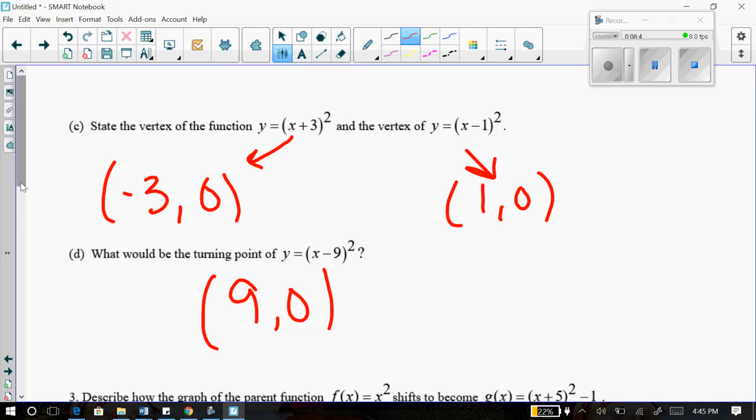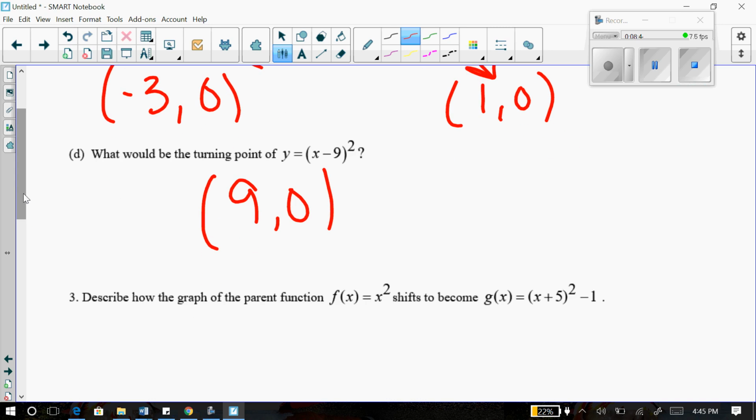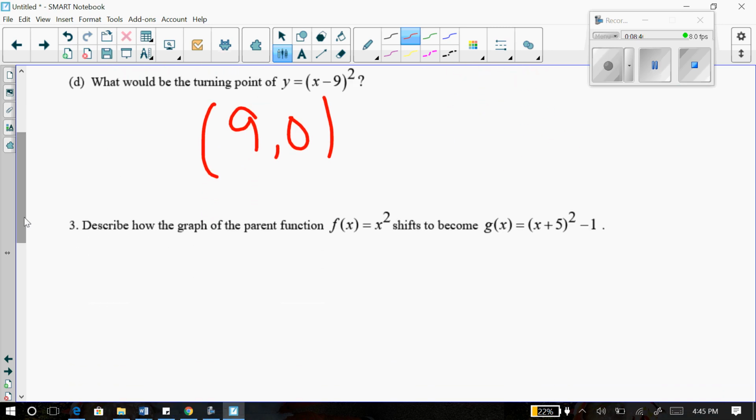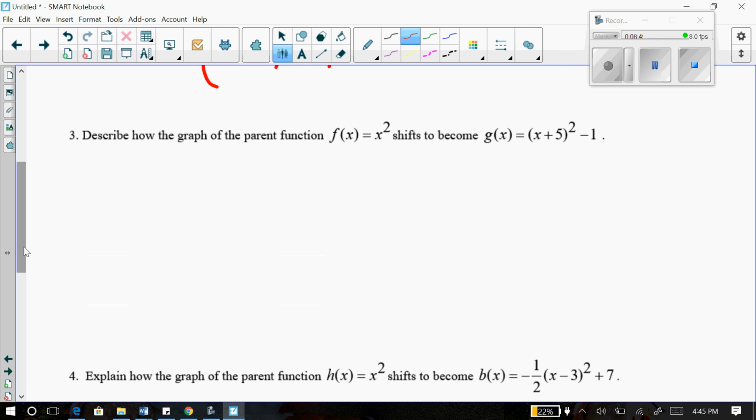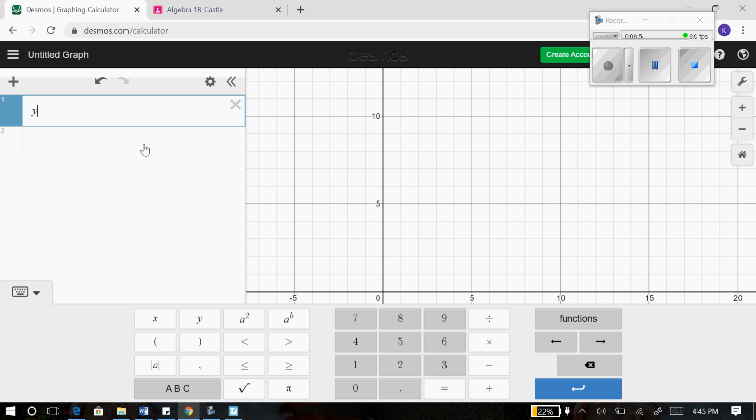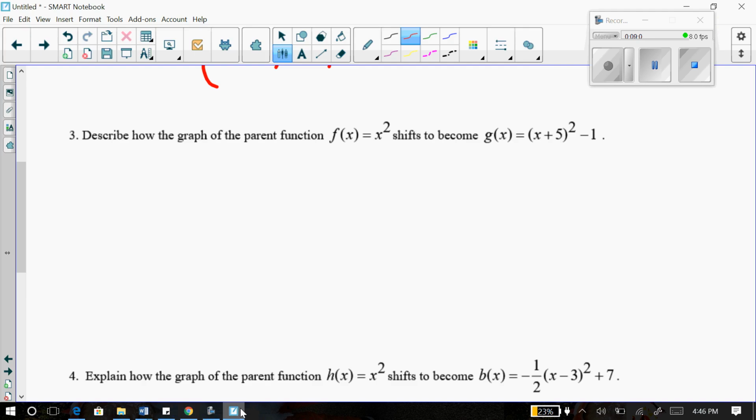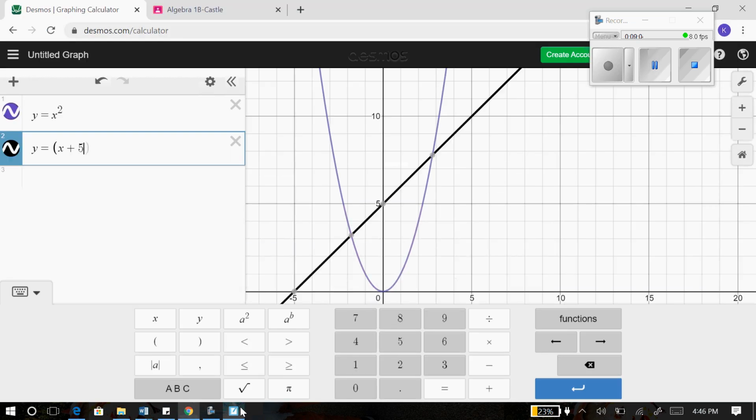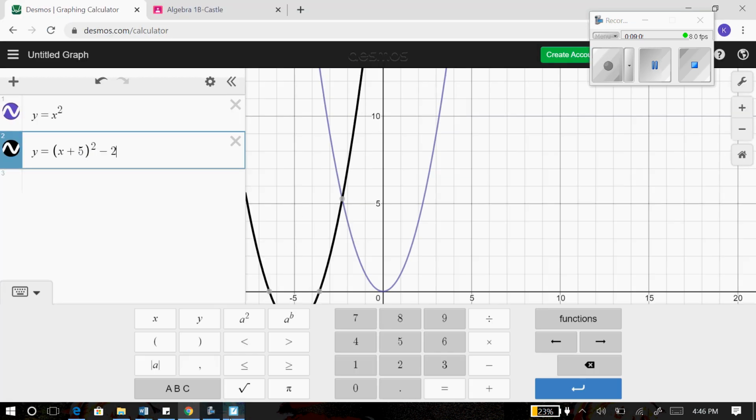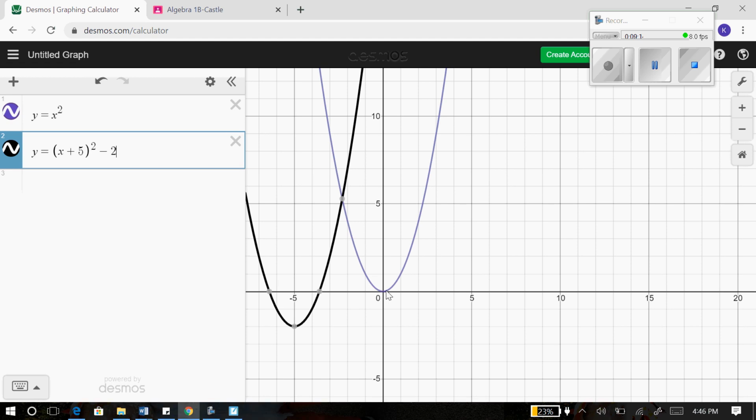Okay. So describe how the graph of the parent function x squared shifts to become g of x equals x plus 5 squared minus 1. So let's graph them and see. Y equals x squared looks like this. The next one, y equals x plus 5 squared minus 1. Let's see what happens. Let's look at the graph. You look from vertex, turning point, to vertex to see what happens.